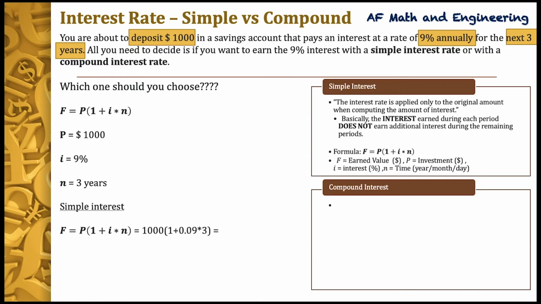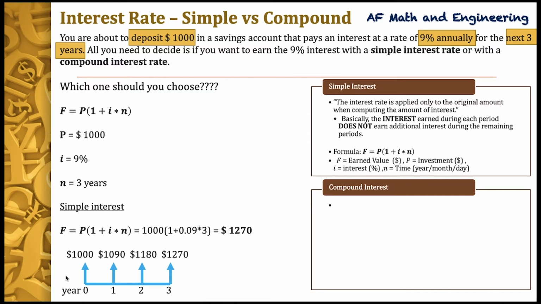Putting all of our numbers into the formula, we get a number which is equal to $1,270. And this amount means that if I deposit $1,000 today, over the next 3 years the $1,000 will make 9% each year. And at the end of the 3 years, I will have $1,270 in my account.